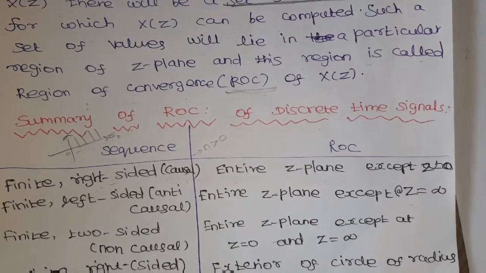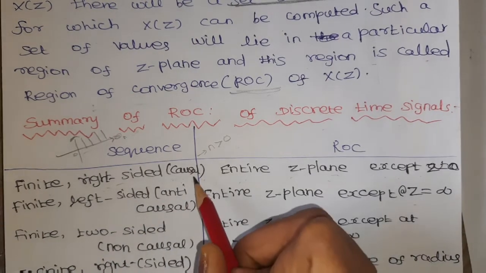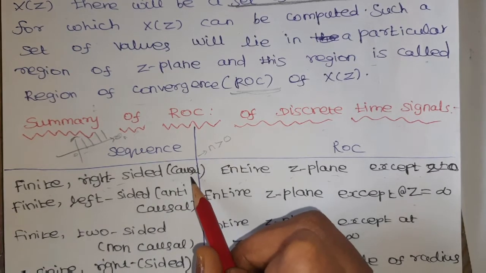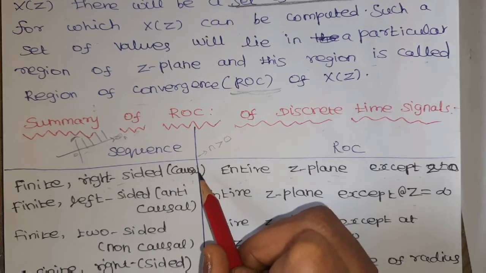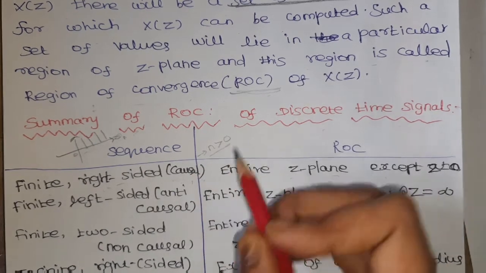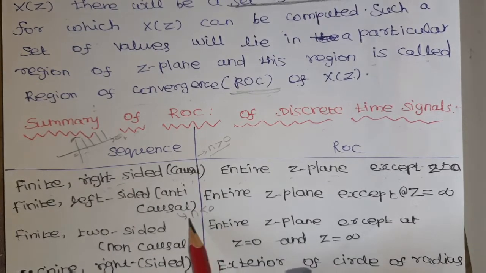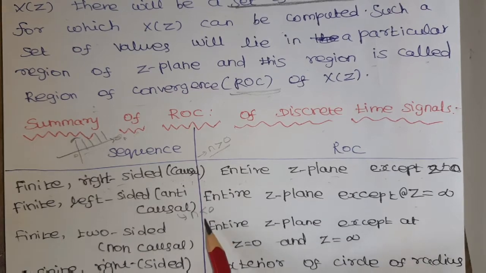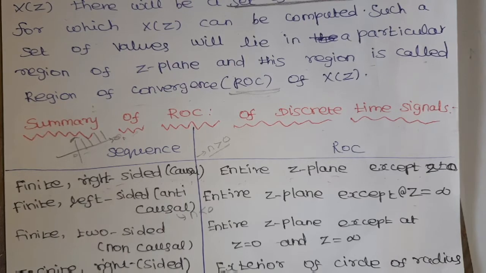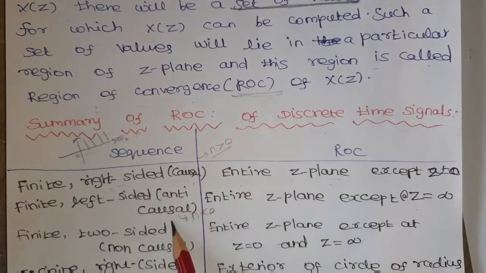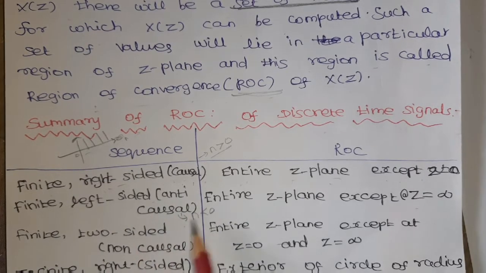Next, the finite left-sided signal. A causal signal has values only for n greater than 0. Similarly, an anti-causal signal has values only for n less than 0. It is only for negative values. It is called a left-sided or anti-causal signal.